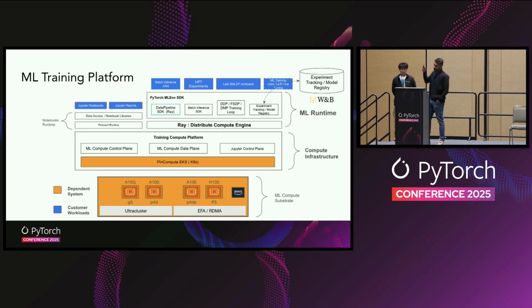So this is a high-level diagram of how our ML training platform is laid out. We have broadly 3 layers. At the bottom layer, we have the ML compute substrate. We run on top of AWS. We use a combination of different types of GPUs depending on the workload. We have the A10Gs, L40S, A100s, and also H100s. We run on top of Kubernetes, so this is internally what we call our compute platform. So we support running Kubernetes schedulers to make sure we can schedule ML training jobs.